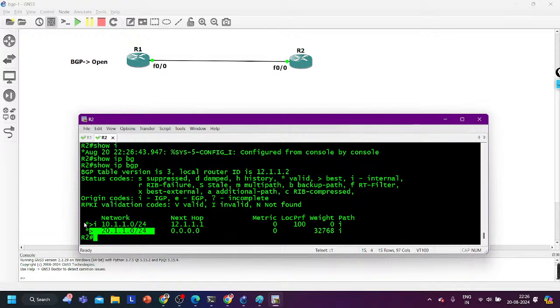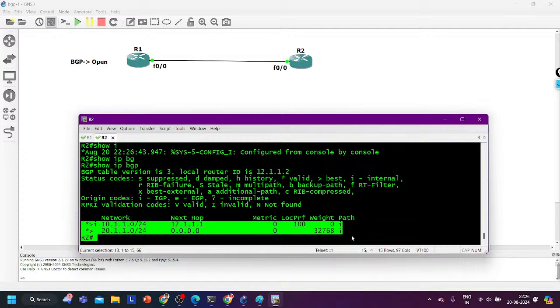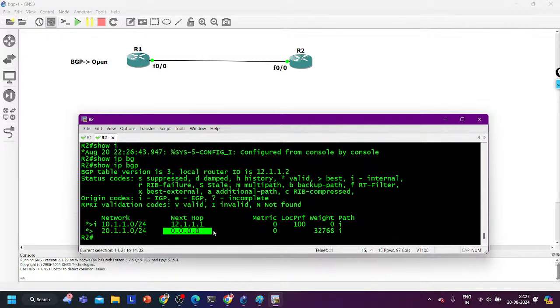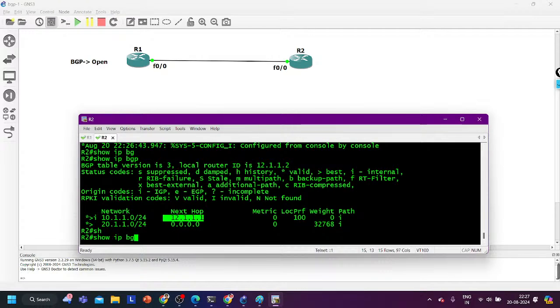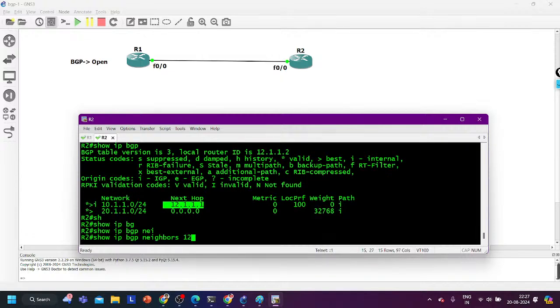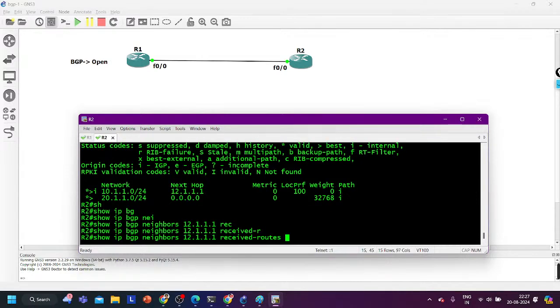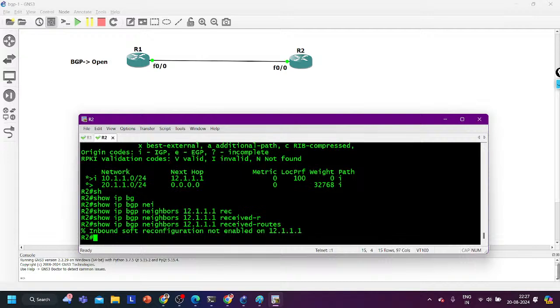And now guys, in the BGP table, an interviewer can ask you how to check a self-advertised prefix. So see, for a self-advertised prefix, the next hop will be 0.0.0.0, right? That means this is a self-advertised prefix and this is a received prefix. Even I can check the received prefix. Show ip bgp neighbor 12.1.1.1. Show me the received routes, how many routes you have received from this particular neighbor.